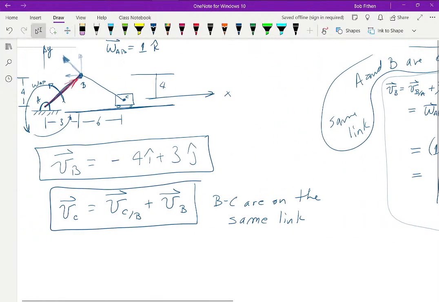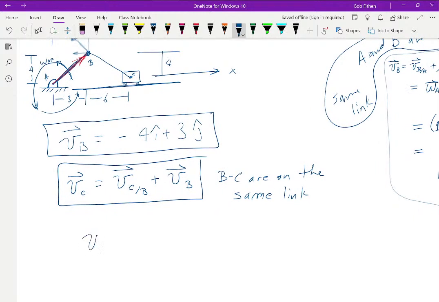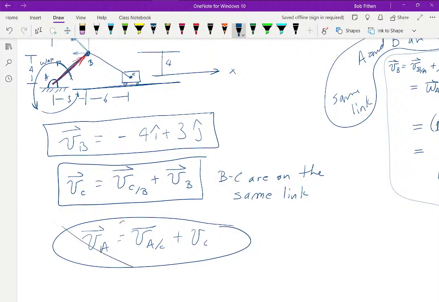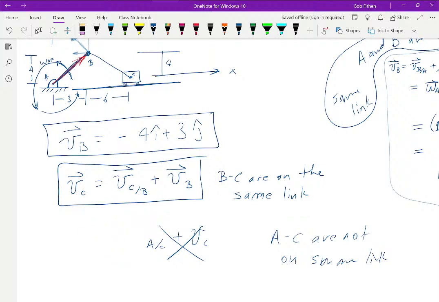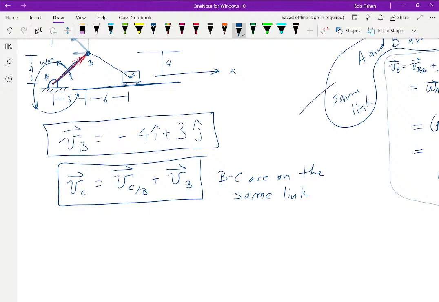You cannot do this: velocity A relative C plus velocity of C. This will not work. A and C are not on the same link. So you have to exist on the same link. It just so happens that when you have linkages, B exists on both of these. So B up here exists on both links.